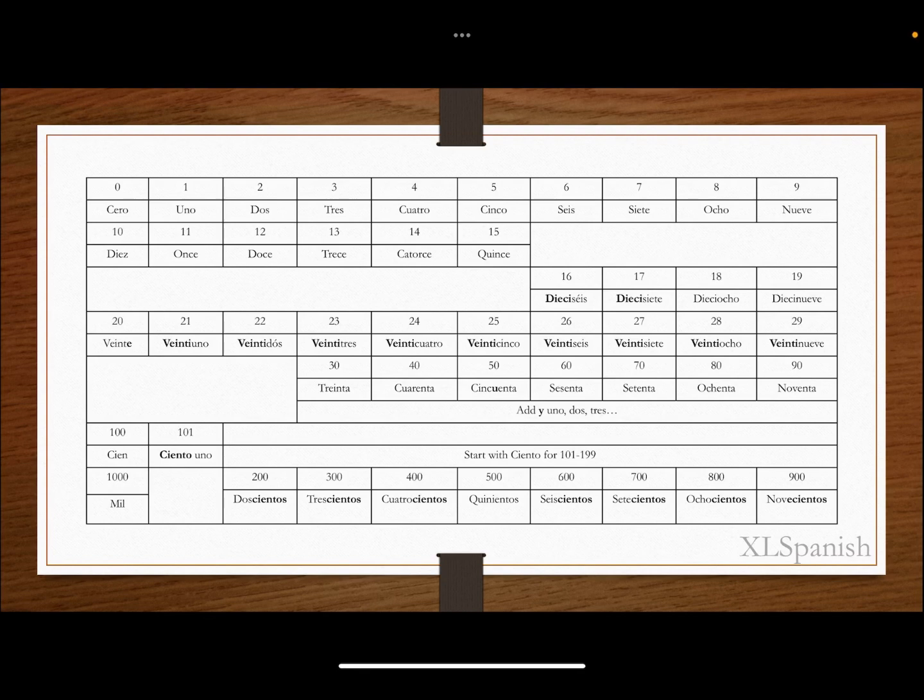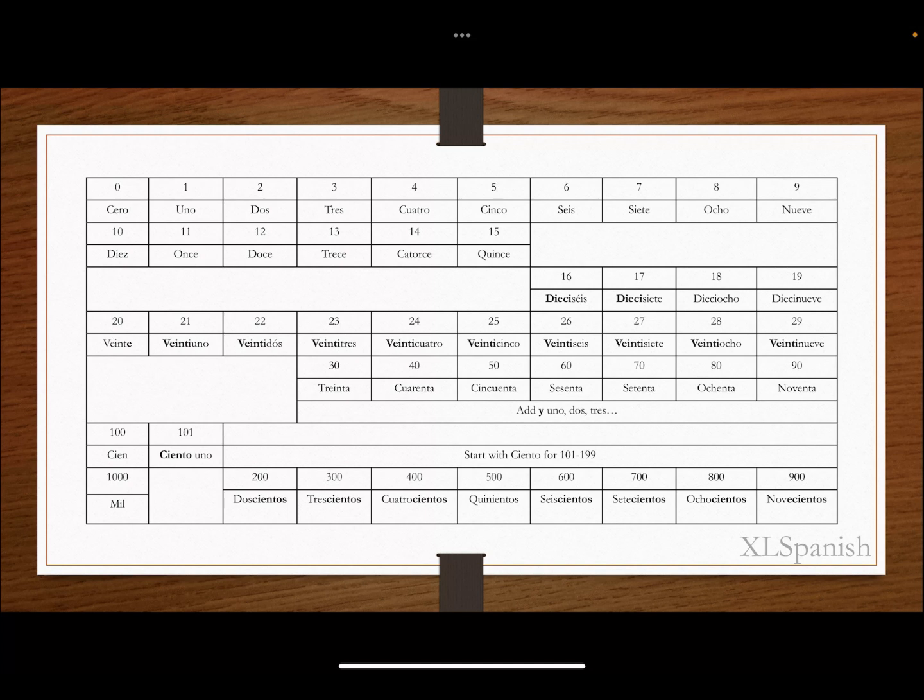Alright, let's go through the numbers. Using this simple table, you'll be able to count from 0 to 1,000. You can probably count from 1,000 to 10,000 and beyond using some similarities within these concepts, but that's a lesson for another day.